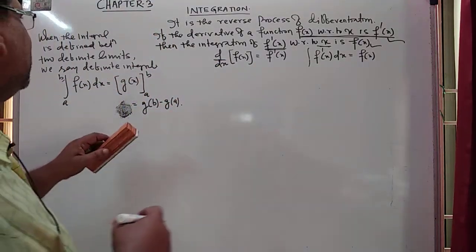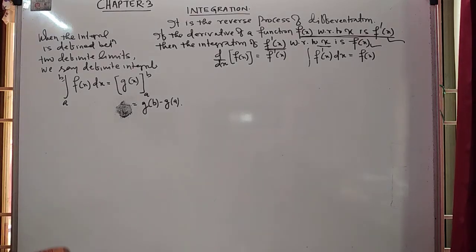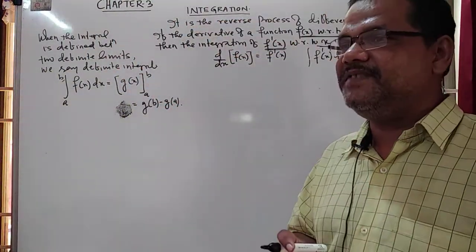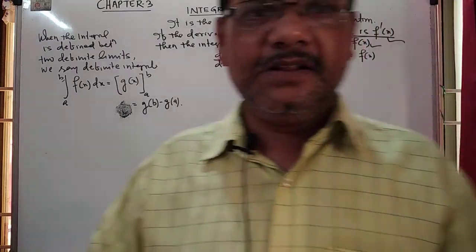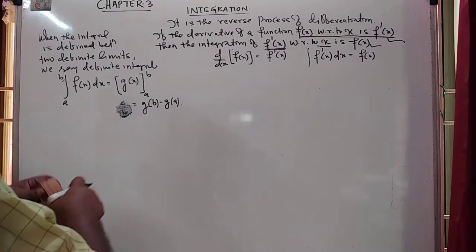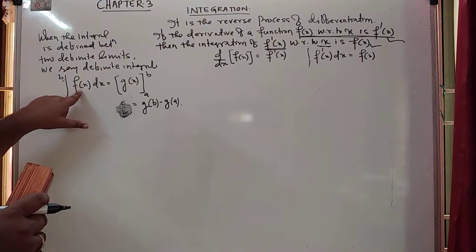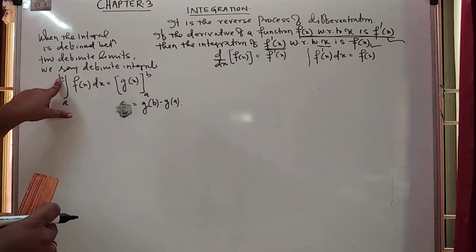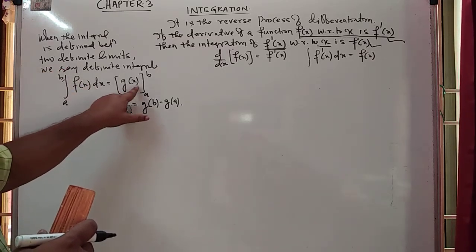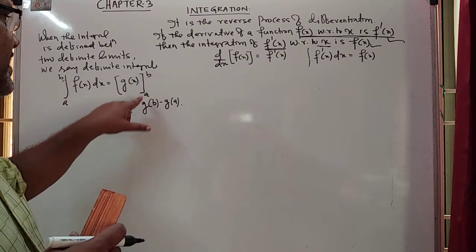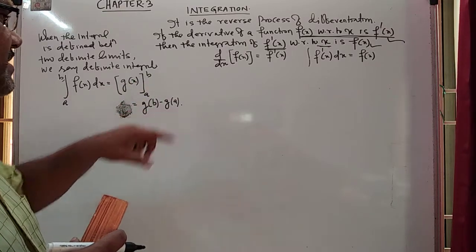So what is the definite integration? When the integral is defined between two definite limits, we say it is a definite integral or definite integration. The definite integration is written like this: if we have the function f(x) dx with the limits a to b, and you get the result g(x) with limits a to b, then that will be written as g(b) minus g(a).